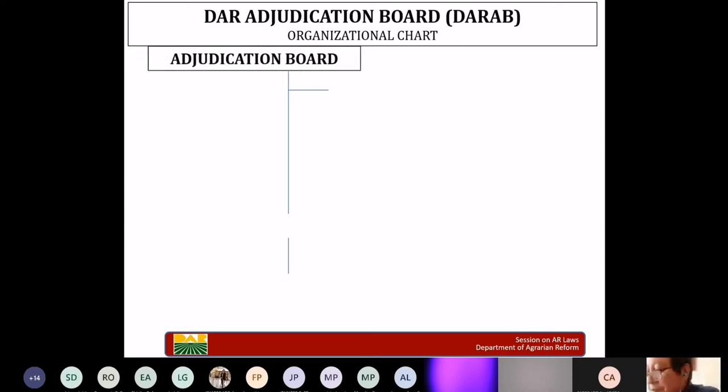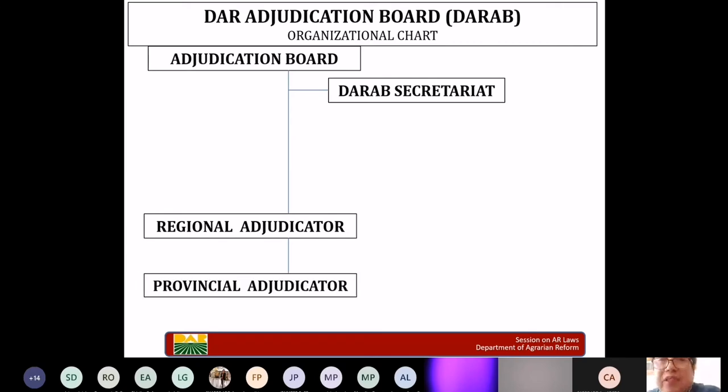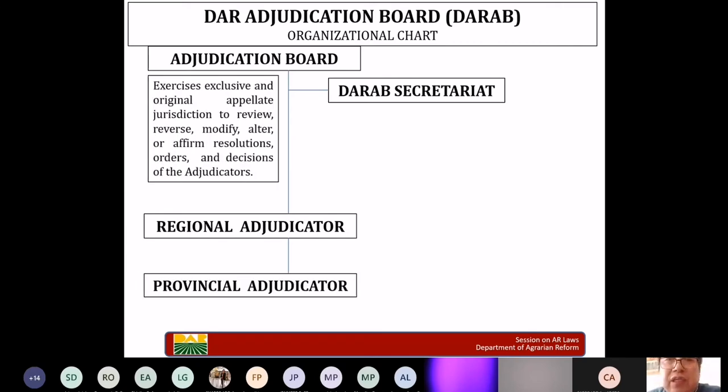So, the adjudication board. Then we have the DARAB Secretariat, the support staff of the adjudication board. The DARAB Secretariat is actually the clerk of the board. Then we have the regional adjudicator and the provincial adjudicator. So the board has appellate jurisdiction on decisions rendered by the regional adjudicator and the provincial adjudicator.